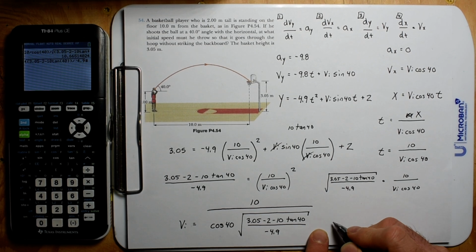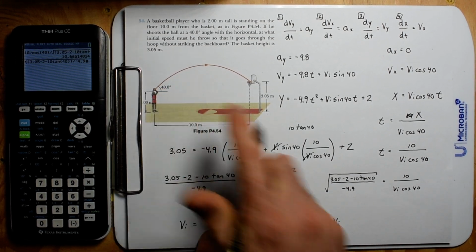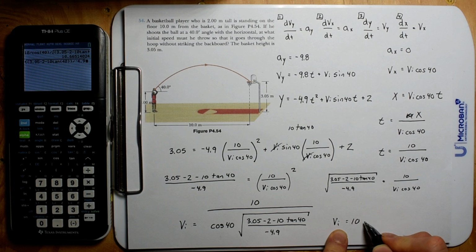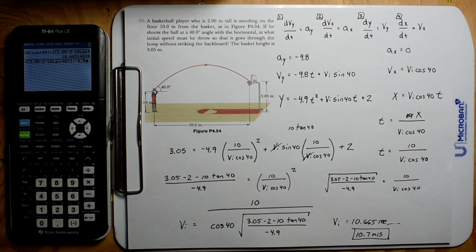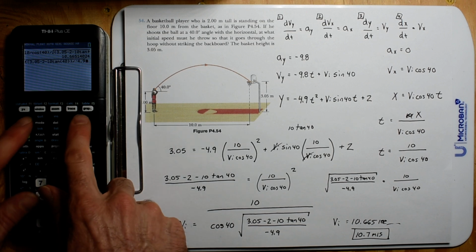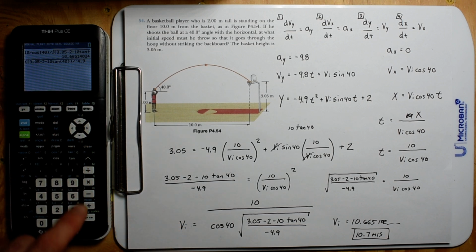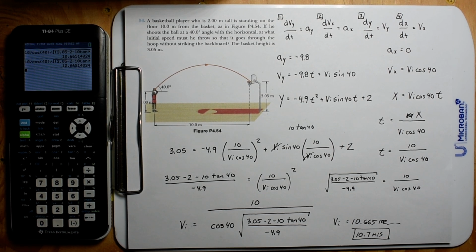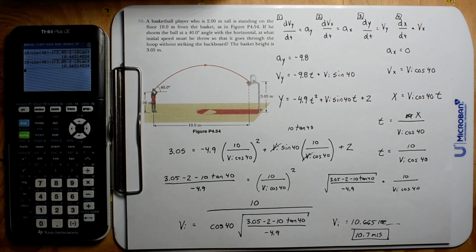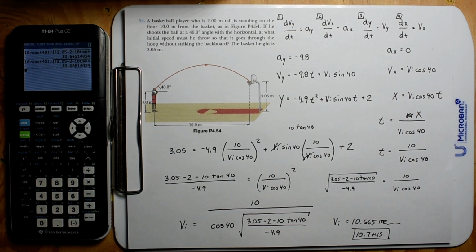And we find that our initial velocity at a 40-degree angle is 10.665, whatever. But it's 10.7 meters per second. So that's the answer for the problem. Here it is in the calculator, so you can see it twice, and 10.7 rounded is 10.7 meters per second. All right, under 4 minutes.